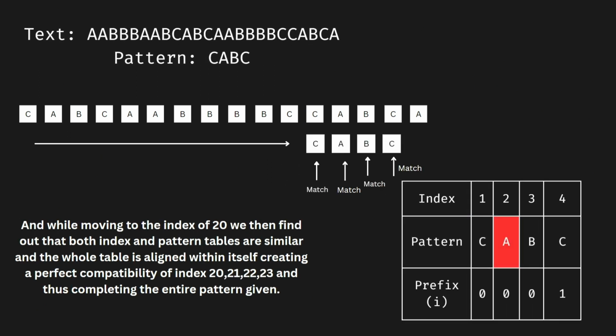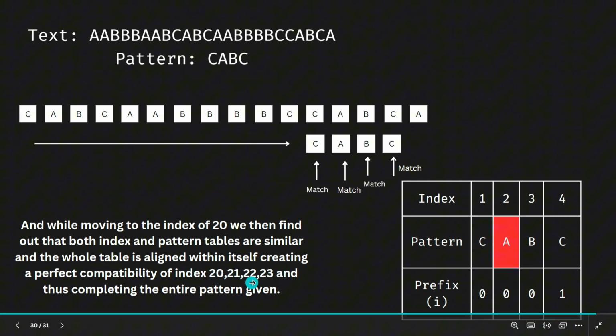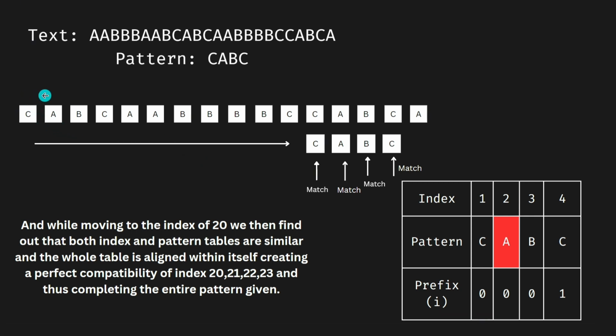And while moving on the index of 20, we then find out that both index and the pattern tables are similar. And as we can obviously see, we can finally achieve our next match and our last match. And those indexes are 20, 21, 22, 23. Once again, the indexes are counted from the top.